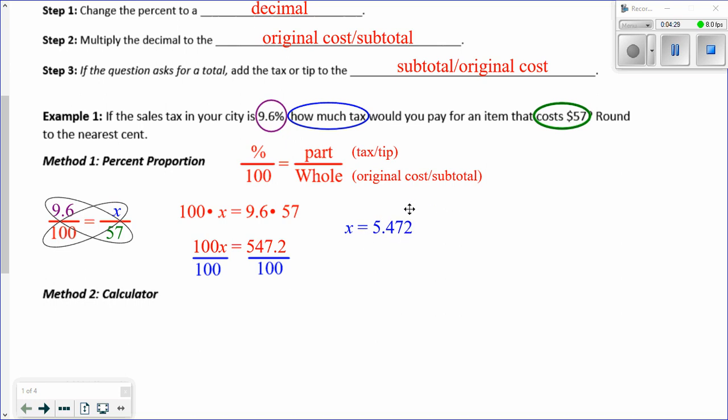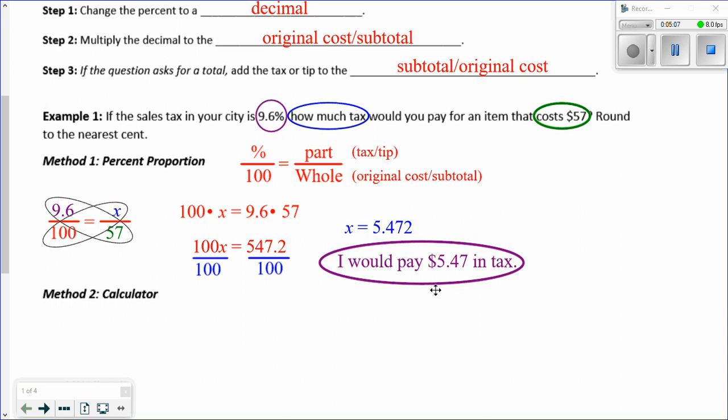Now, this is supposed to be a dollar amount, and dollar amounts don't have this many decimal places. They only have 2. So, if you have more than 2, you need to look at that third decimal place and decide if you're going to round the second one up or if you're going to keep it the same. So remember, if it's below 5, the number should just stay the same and you lose everything behind it. If it's 5 and above, you would round that number up. Okay? But since the number behind the 7 is 2, we're just going to drop the 2. So you would pay $5.47 in tax. That's how much you would pay in tax.